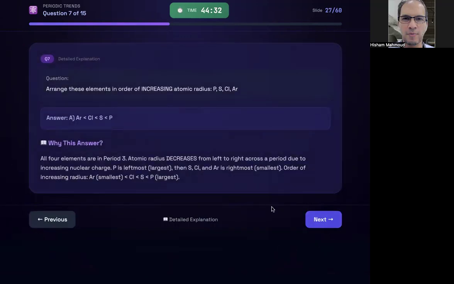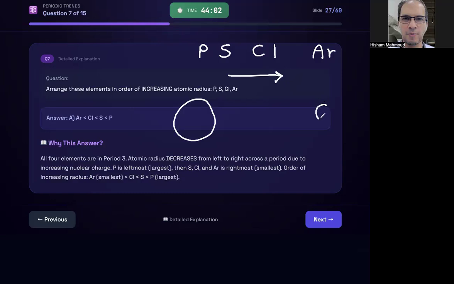But why is that? All four elements are in period 3. So what is the difference? The difference is that the argon is on the right, phosphorus is in group 5, sulfur is in group 6, and chlorine in group 7. We know that the atomic radius decreases from left to right across the period due to increasing nuclear charge. The phosphorus is the most left, so that is the biggest one, and argon is the most right, that's the smallest one. So the order is argon is smaller than chlorine, which is smaller than sulfur, which is smaller than phosphorus.